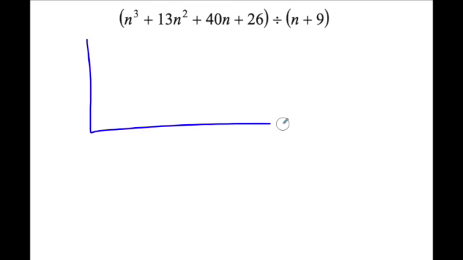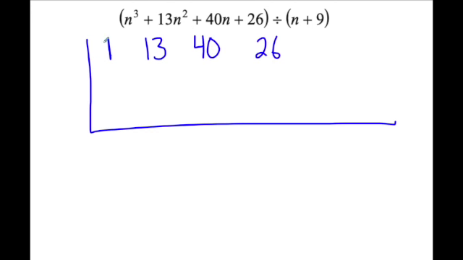So here we go. Set the box. The bus, that is. 1n cubed, 13n squared, 40n, 26. This is a plus 9 here, so we'll set our negative 9 on the outside. All right, we'll bring down the 1 as 1. Multiply by negative 9, that gives negative 9.